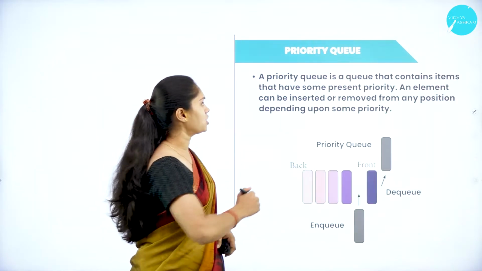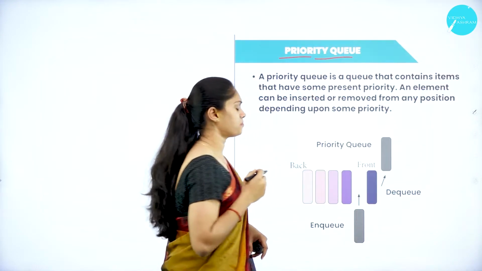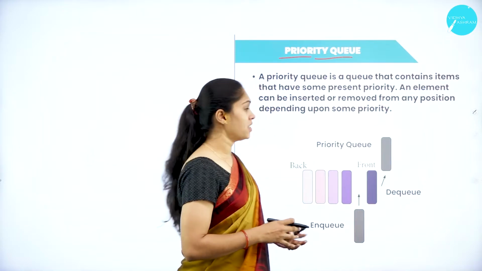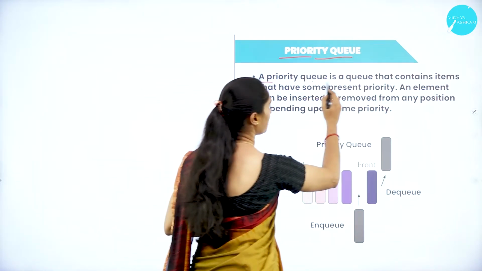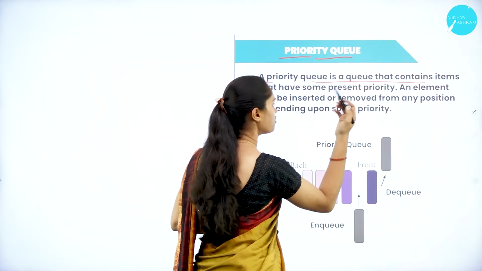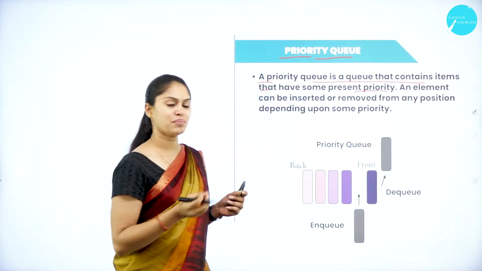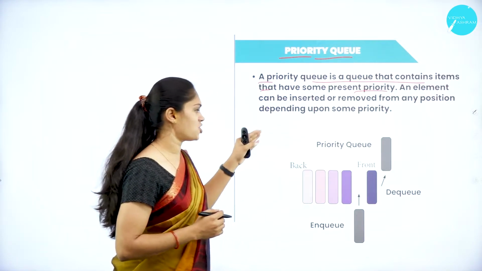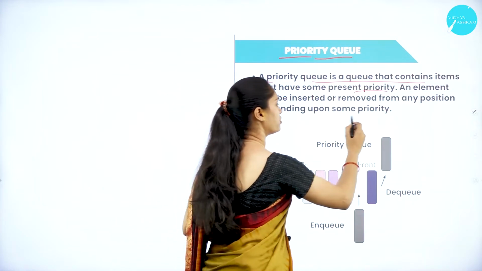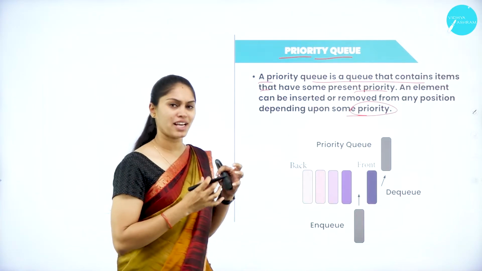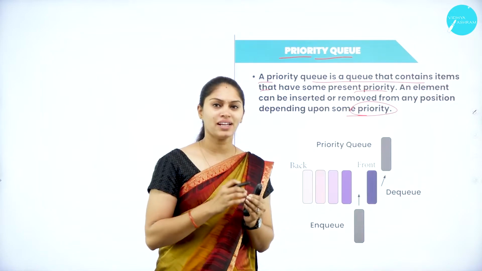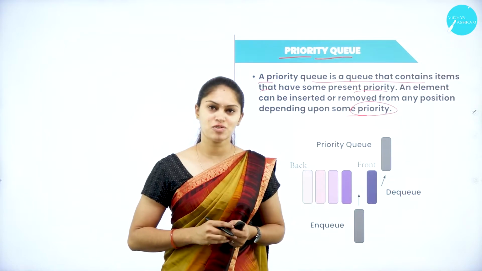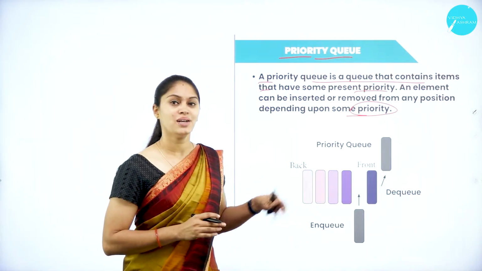Okay, so what is the next one? That is what? Priority queue. Okay, as the name indicates priority, some priority will be there, right? So a priority queue is a queue that contains items that have some preset priority. An item can be added or deleted or removed by giving the position. That can depend on some of the priority. So based on the priority, whether we want to add an element or we want to delete an element, that can take place by making use of this particular type of queue called priority queue.